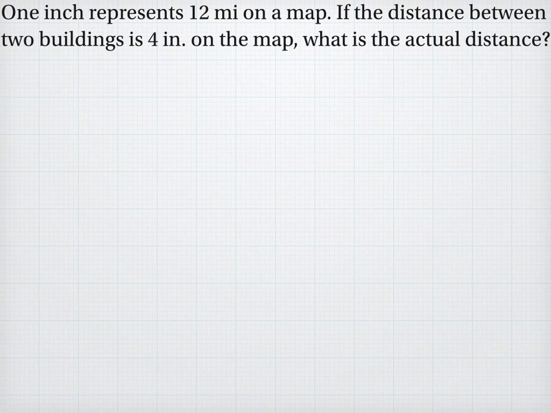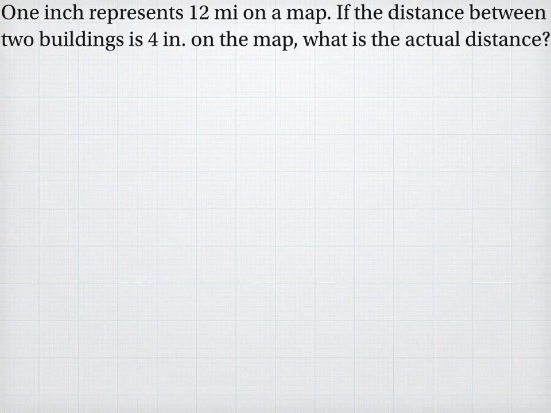The next proportion problem says 1 inch represents 12 miles on a map. That actually gives us a ratio right there, right? 1 inch to 12 miles on a map. If the distance between two buildings is 4 inches on the map, what is the actual distance?